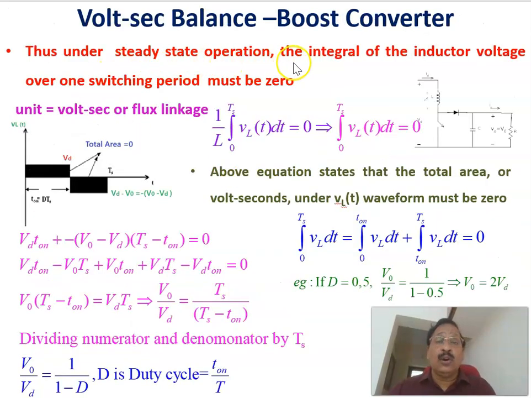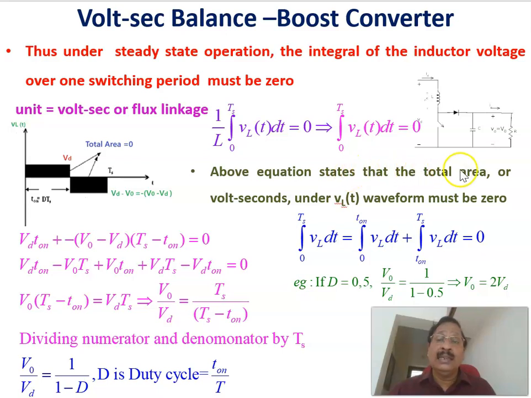Thus, under steady state operation, the integral of the inductor voltage over one switching period must be equal to 0, because the unit of the product of voltage and second is equal to flux, or flux linkage. So the net change in flux linkage, or net change in flux, should be equal to 0. For integral 1 by L, 0 to Ts VL(t) dt should be equal to 0. Integral 0 to Ts VL(t) dt should be equal to 0.